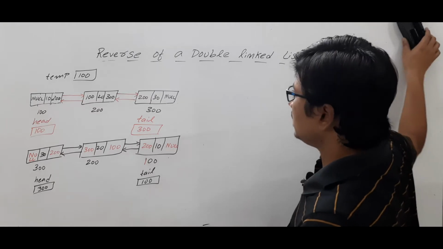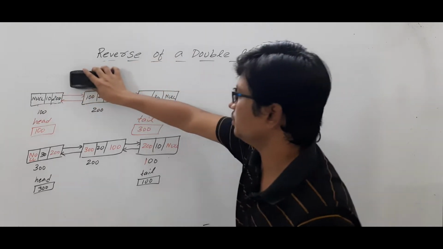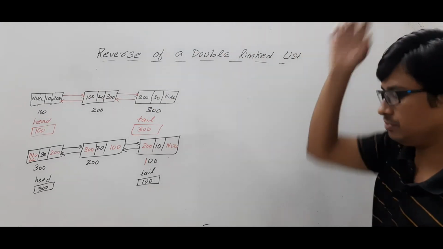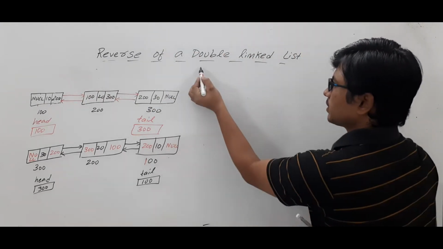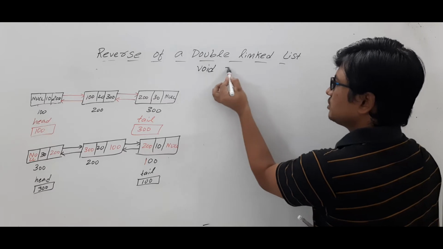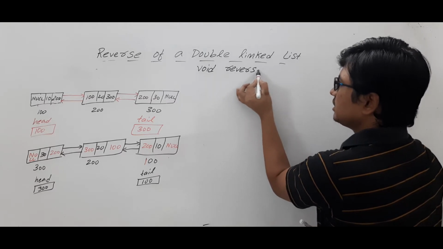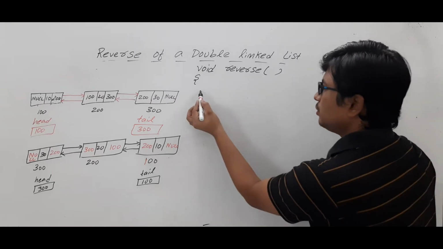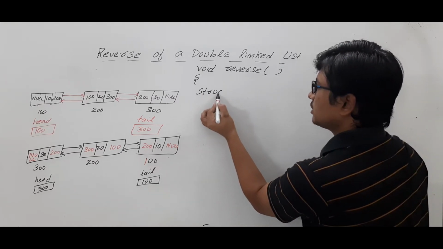Okay, so let me write the program for you in C language. Then I will discuss with an example. I'm writing a user defined function called reverse and its return type is void. So this function does not return any value.